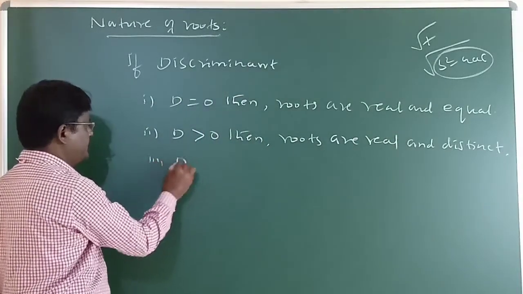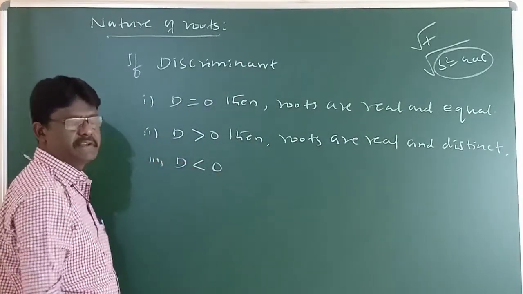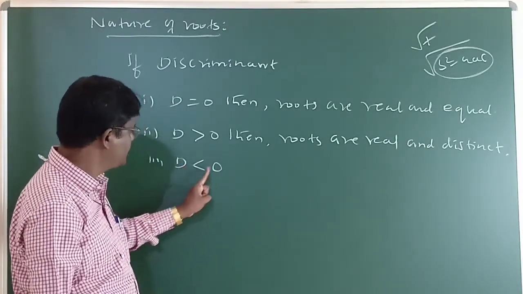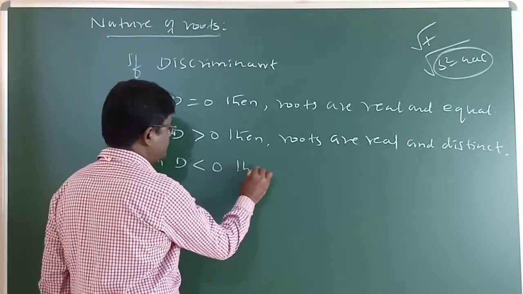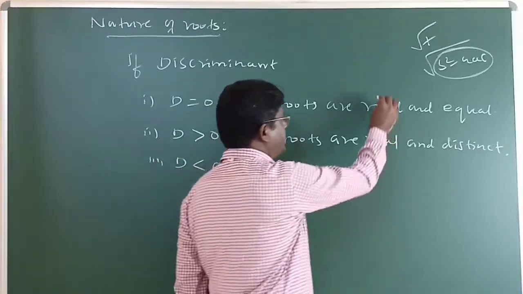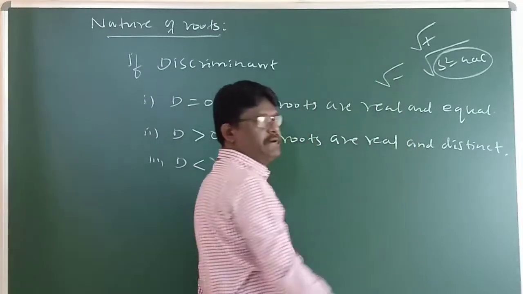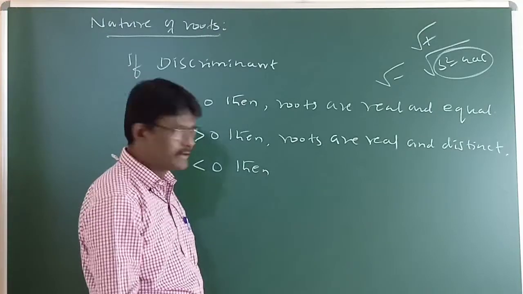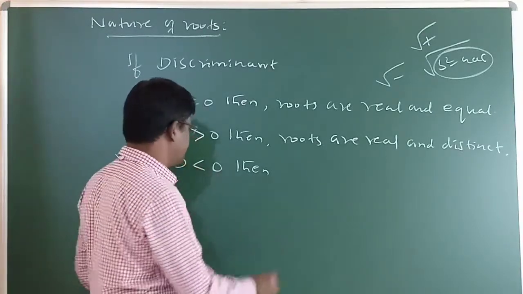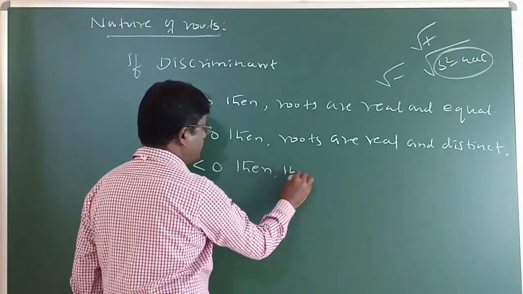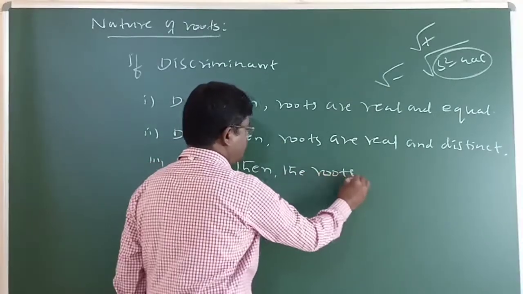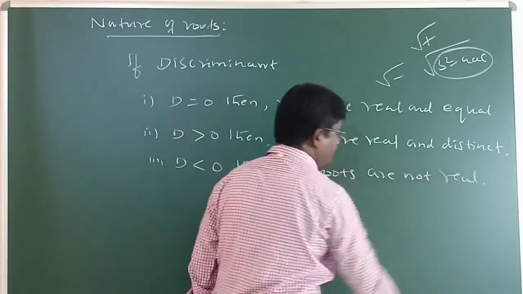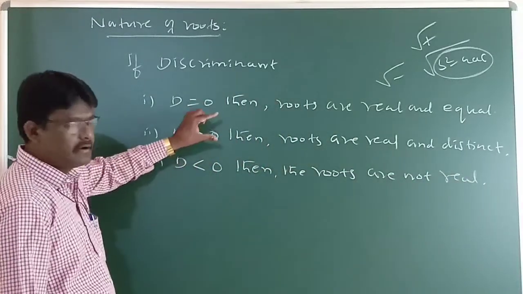Then if discriminant D, what is the discriminant? The value of b square minus 4ac. If D is less than 0, then less than 0 means negative. So when negative comes, what? The square root of a negative number is not real. Hence, if D is less than 0, then the roots are not real.